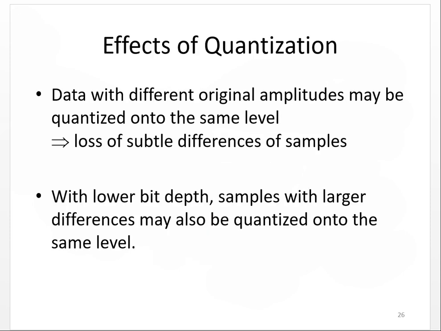So now coming to the effect of quantization. Data with different original amplitudes may be quantized onto the same level, as you already saw in the graph. There is a loss of subtle differences between samples, and some values can become near to 0. With a lower bit depth, meaning the number of levels is lower, samples with a larger difference may also be quantized onto the same level. That is the effect of quantization.